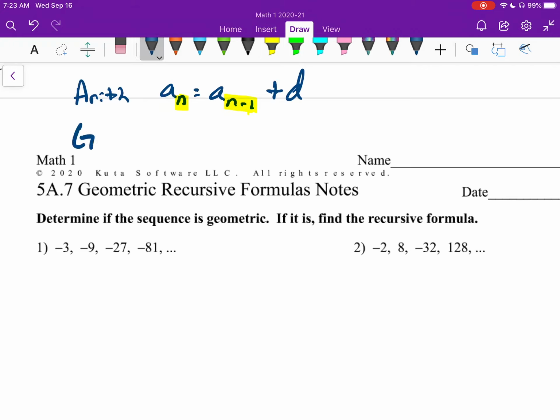For a geometric series, to find a sub n, you take the previous term, and with geometric series, you multiply or divide, and we use a common ratio, not a difference. So we're going to be dealing with this.